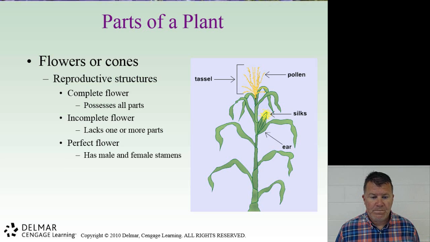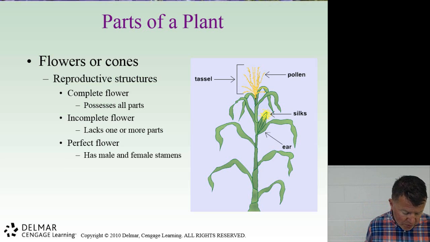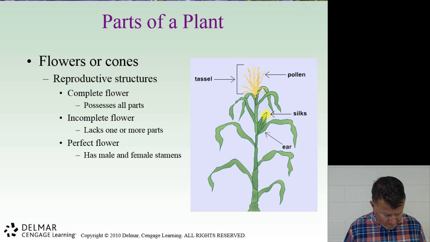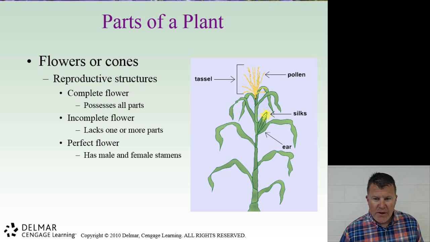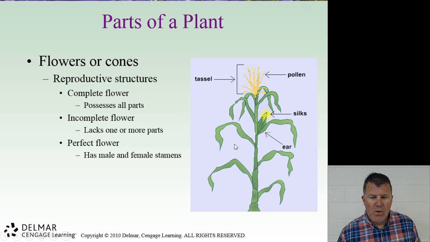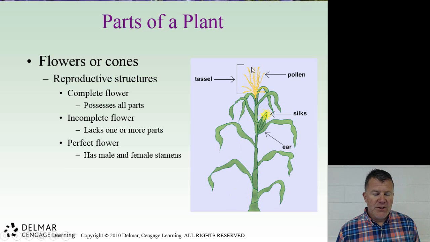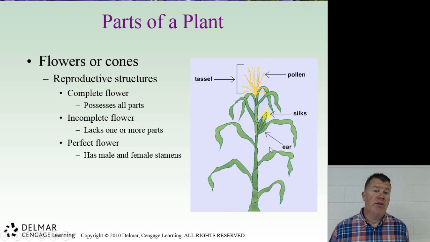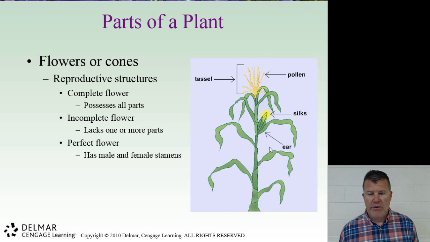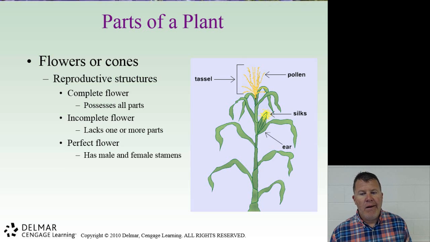And then the terms monoecious and dioecious. I wanted to show you corn. It's imperfect, but it's monoecious. You've got two different flowers. You've got the male flower here, ladies and gentlemen, and then you have the female flower. The female flower is what actually develops into the ear that we eat. So I'm trying to explain this a little simpler for you.